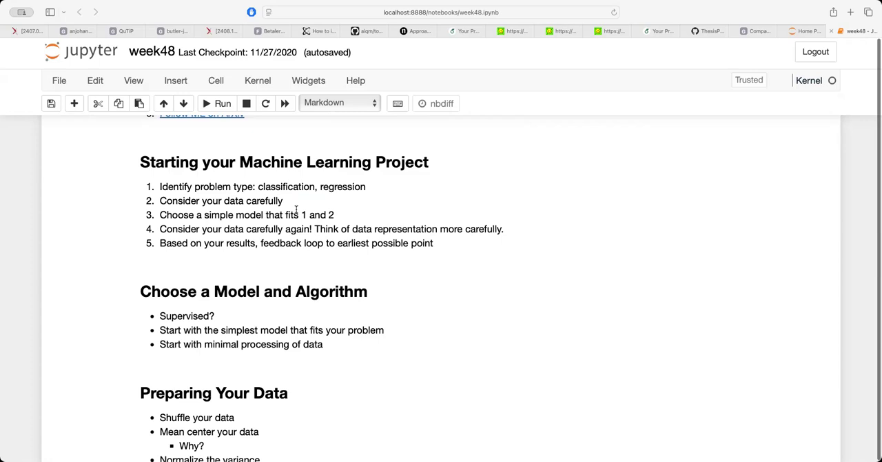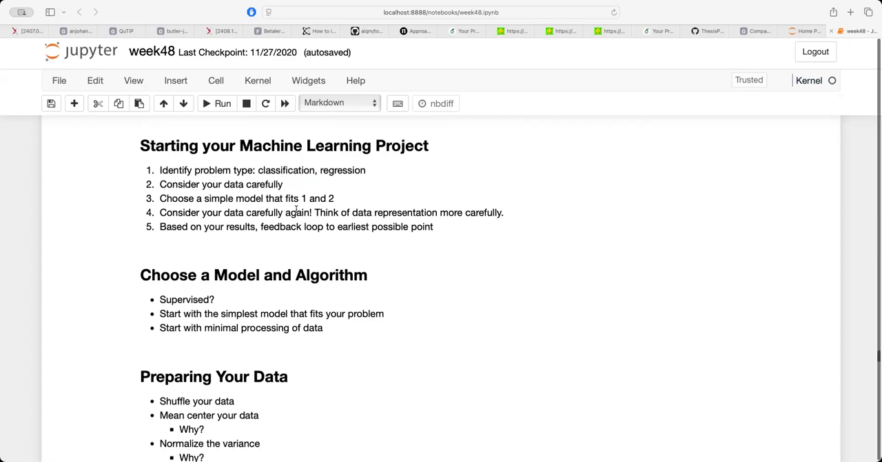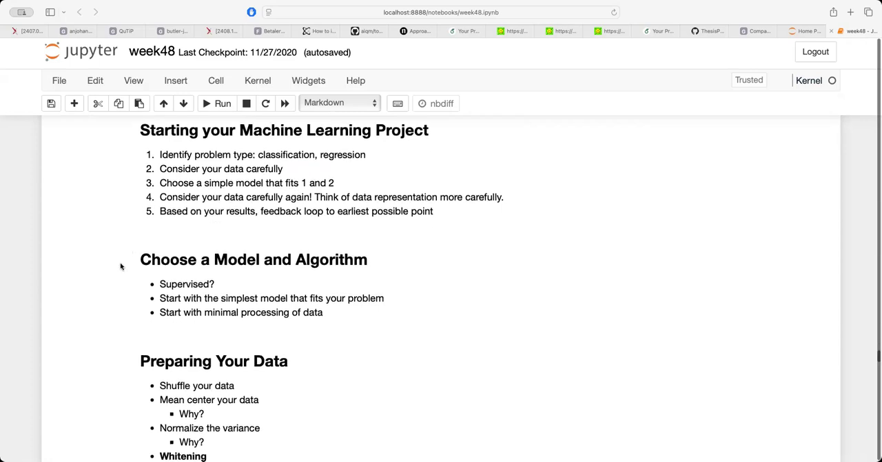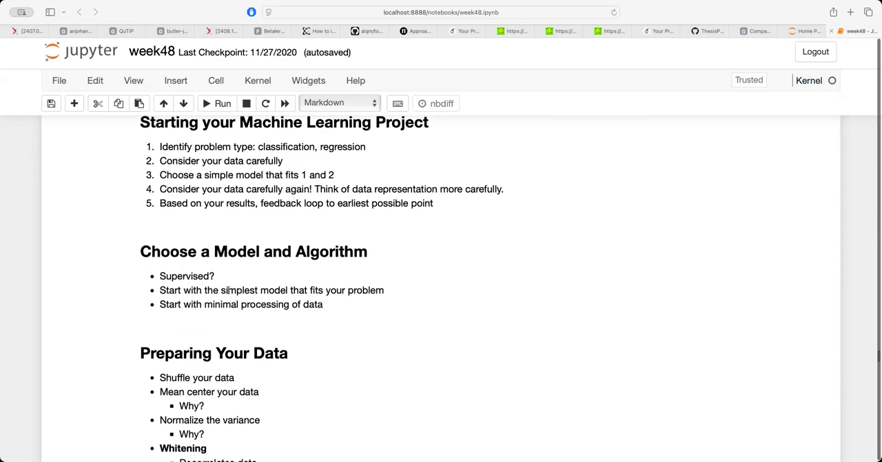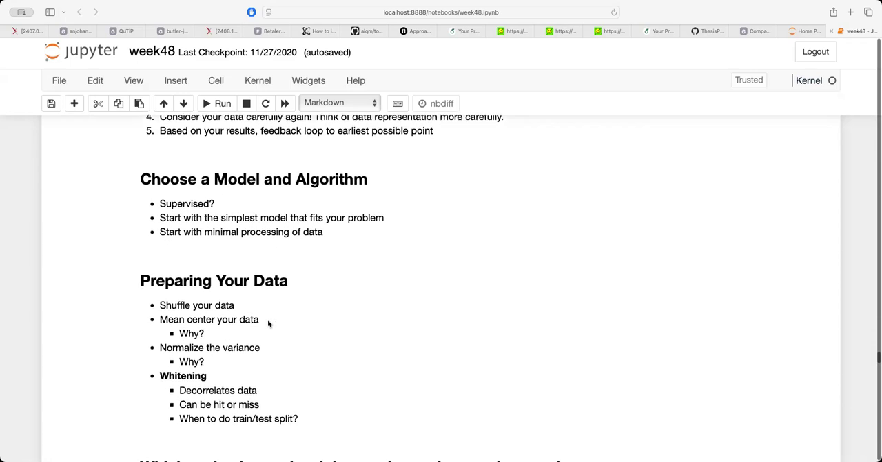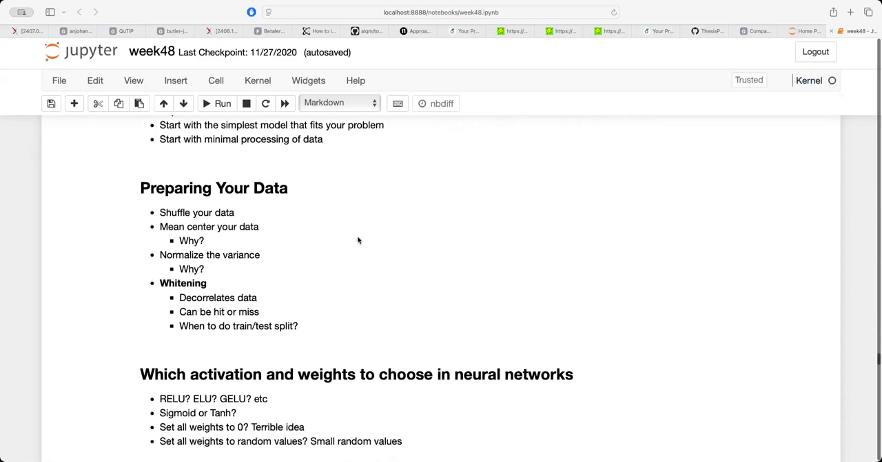And this kind of loop is essentially the kind of loop which you would go back and forth within. So you need to find whether it's supervised. You obviously start with the simplest model. So you start with a straight line if you have a regression type of problem and see what happens. And then you also start with a minimal processing of data, as you did in project 1 and project 2. So all these basic steps which you see here are essentially what you did in the different projects.